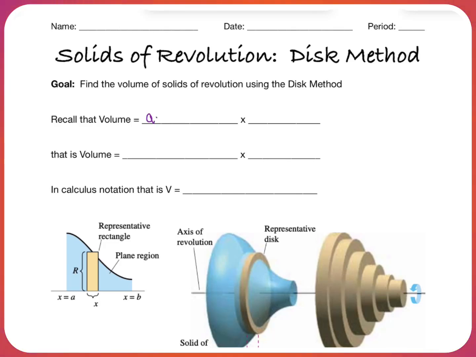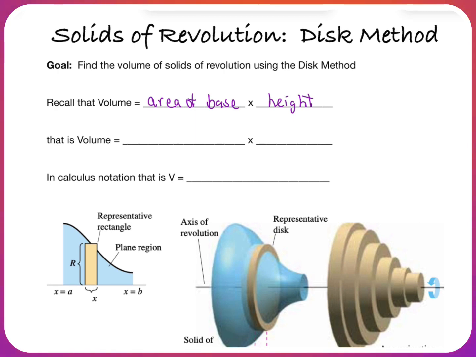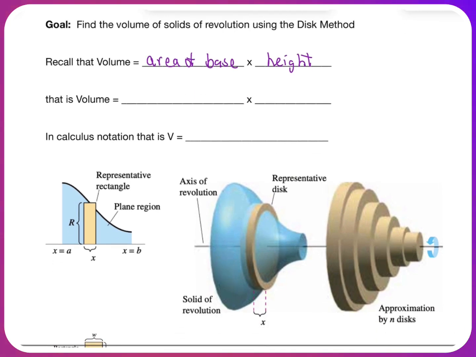Today we're going to talk about the disc method. Now recall that to find the volume of a 3D object, you take the area of the base times the height. So now we're going to translate that into a disc-shaped object. Basically, we're finding a representative rectangle inside our shaded region.